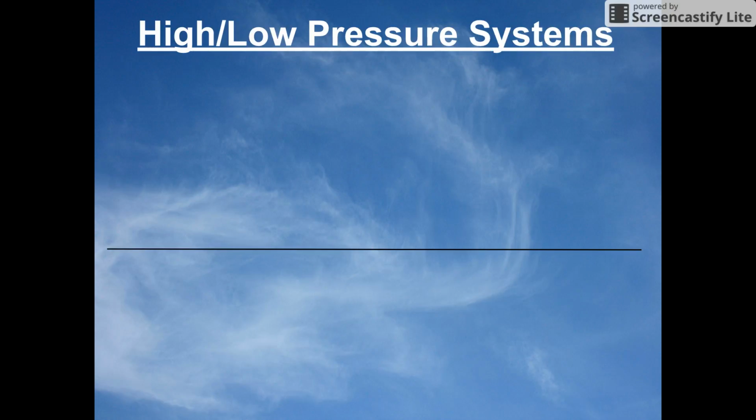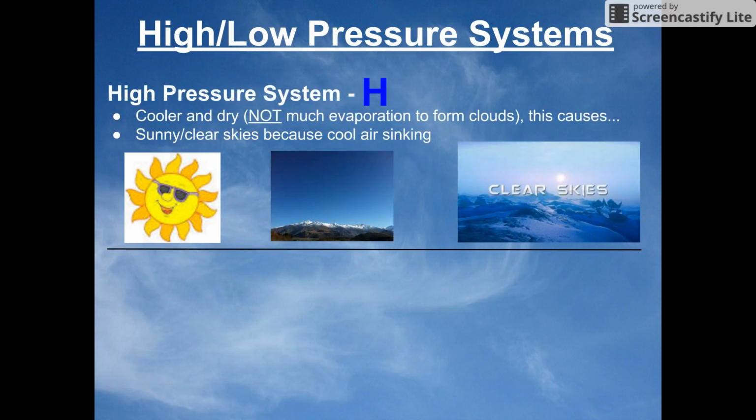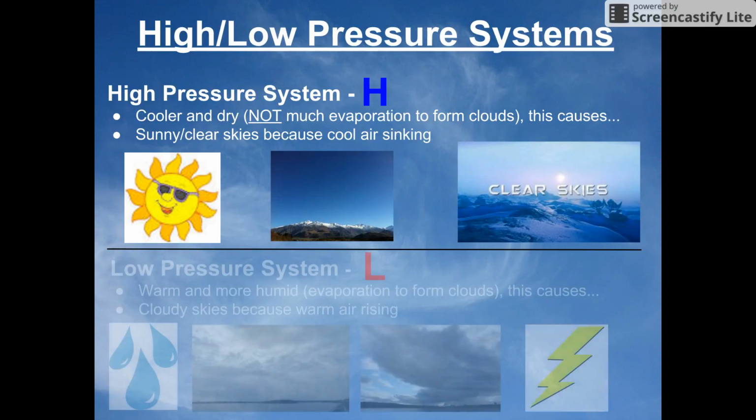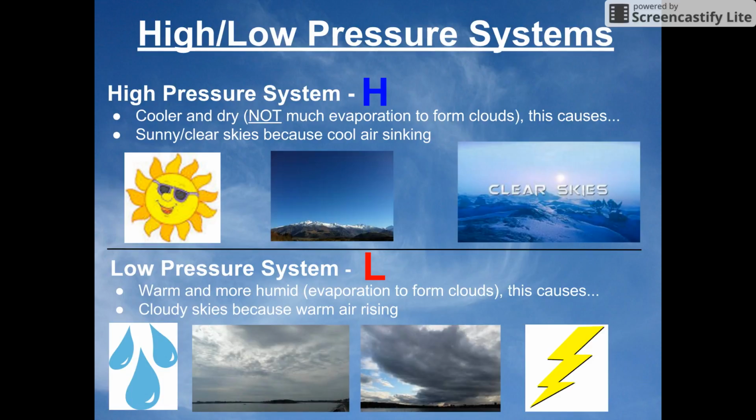So a little review. High pressure systems equal cooler and dry. Not much evaporation to form clouds above it. This causes sunny, clear skies because cool air is sinking. Now for low pressure systems, it is warm and more humid, with evaporation to form clouds. This causes cloudy skies because warm air is rising.